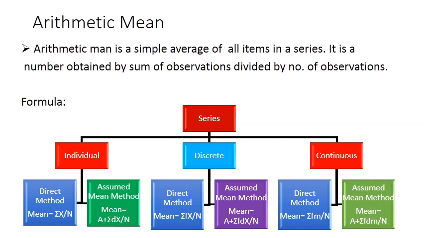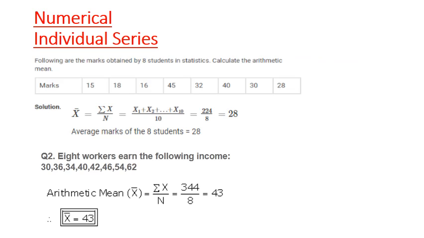Then we have continuous series. In direct method, mean is equal to summation of fm divided by n. Here fm is the multiplication of frequency and midpoints, divided by n, the number of observations. In assumed mean method, mean is equal to A plus summation of f dm divided by n. So these are the formulas which we are going to use in the calculation of mean.